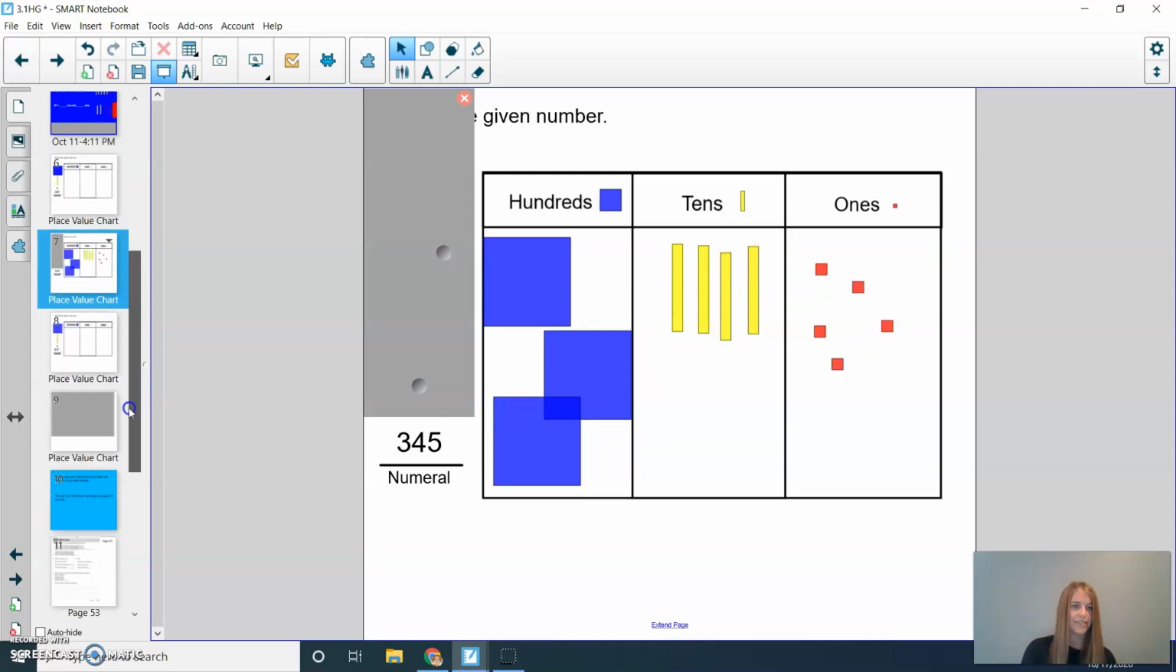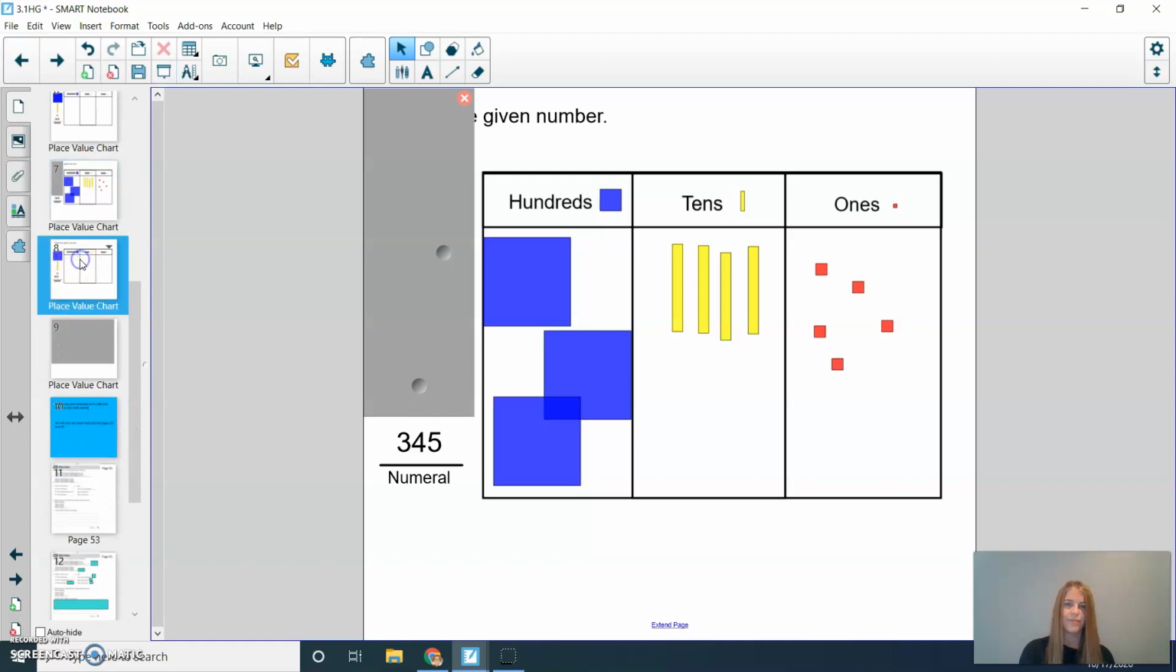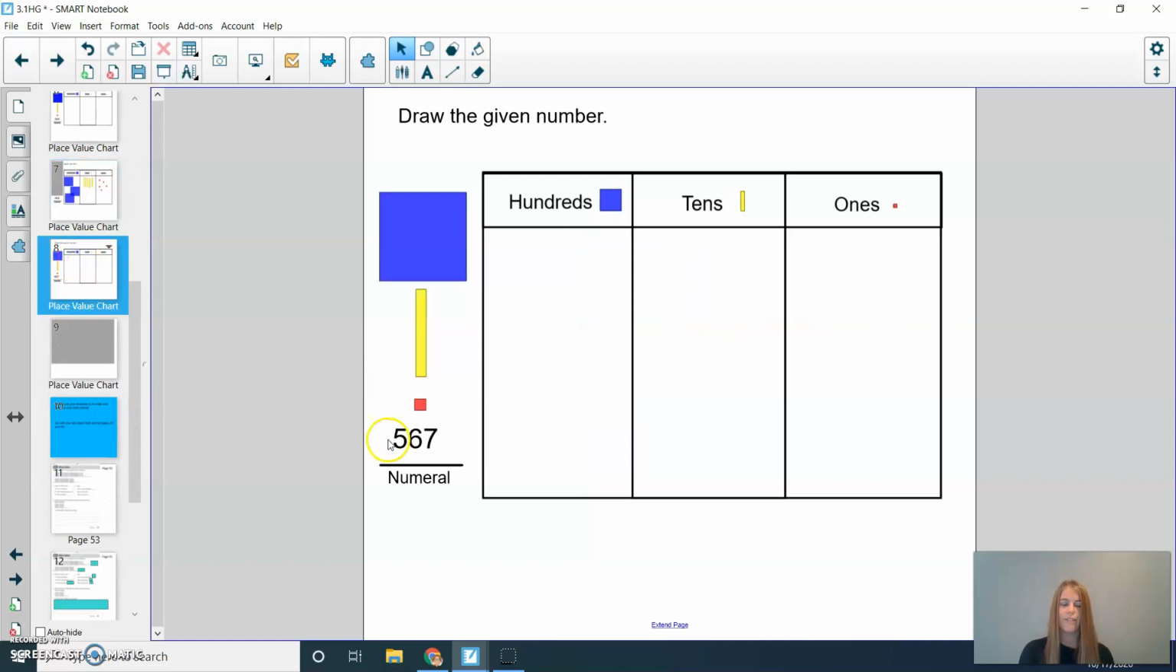Can you show the number 567? Press pause and then play when you're ready to check.